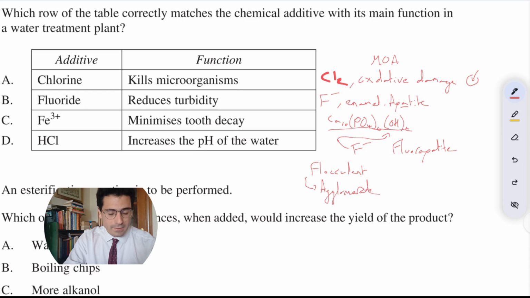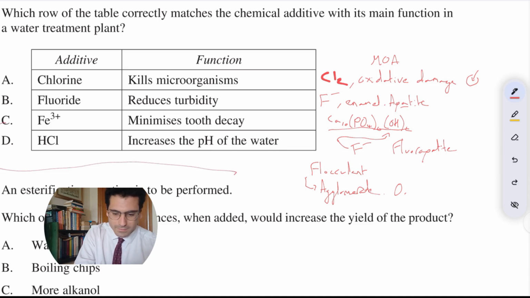Now, C says iron 3+ minimizes tooth decay. As we already described in part B, we know that fluoride minimizes tooth decay because it produces a substitution, creating fluorapatite, which strengthens our tooth enamel. In fact, I don't think that iron 3+ even is a drinking water additive. If it were to be an additive, I would imagine that it would just be for nutritional purposes. But iron, in fact, has 0.3. So this is part C. Let's draw an arrow just to make sure.